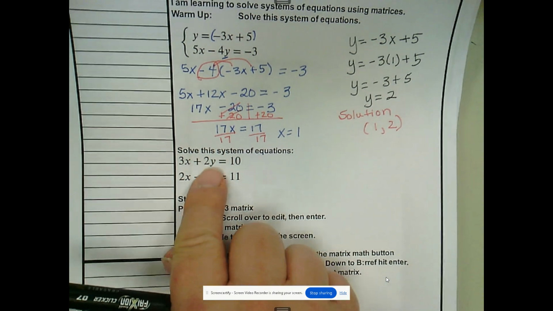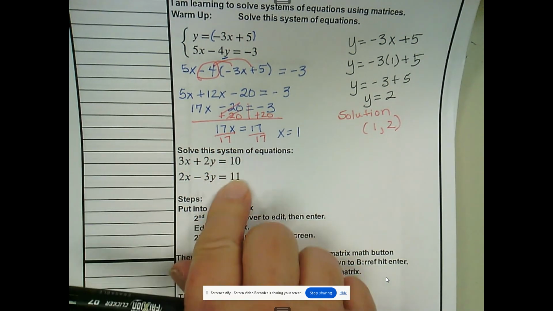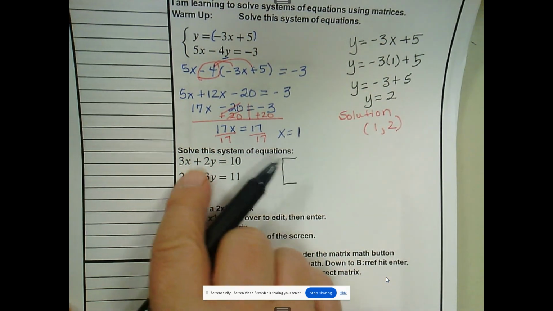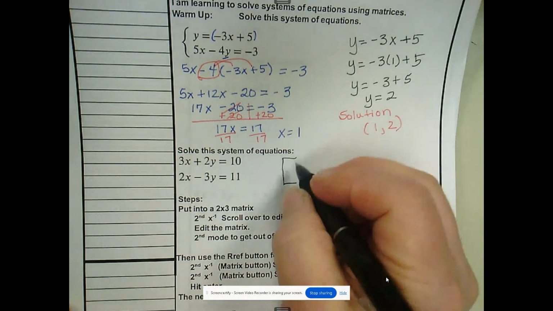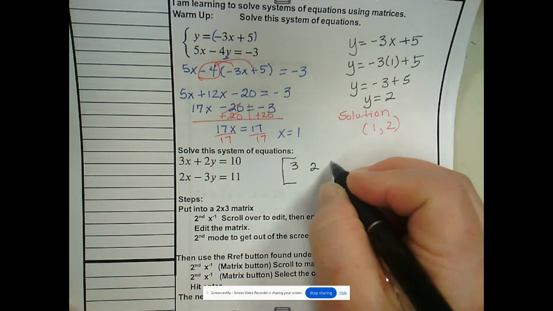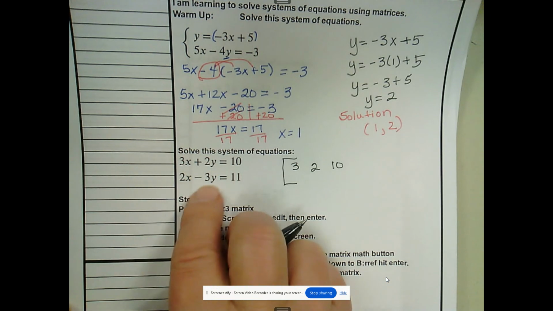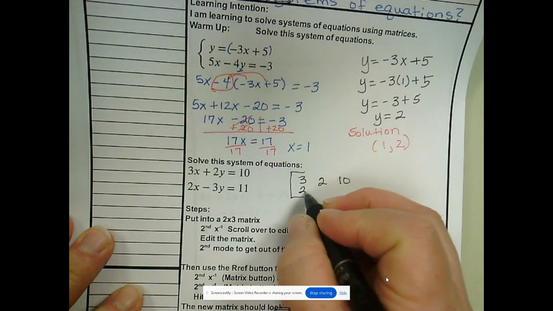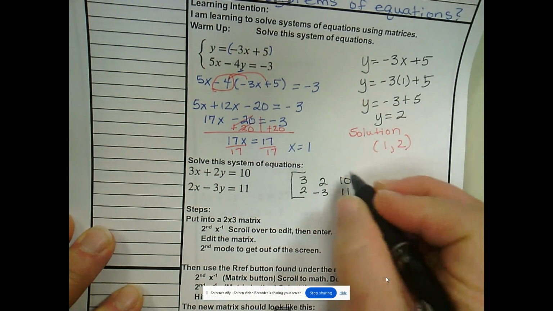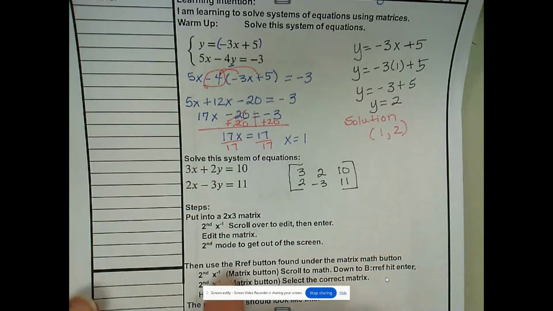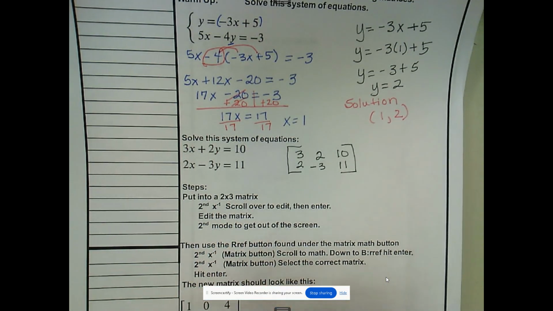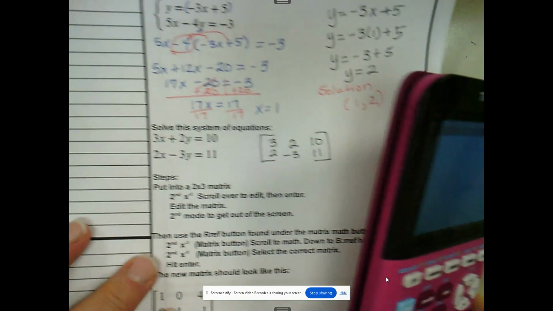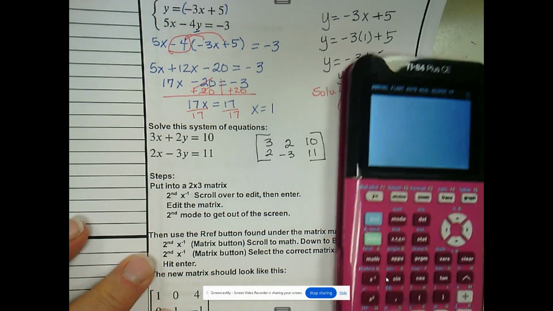You take your coefficients, and then you have what's on the equal sign by itself. So this is 3, 2, 10. 2, negative 3, 11. Okay, so I'm going to put this into a 2 by 3 matrix. We've been using the calculator to put matrices in, so hopefully you remember how.